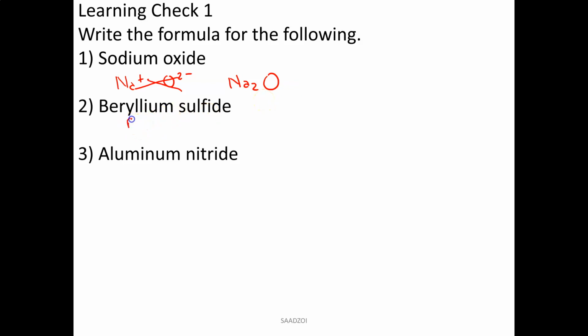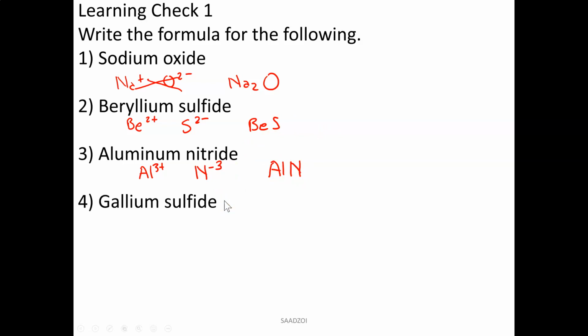Beryllium sulfide. First thing I'm going to do is look where beryllium is. Group 2A, positive 2. Sulfide, negative 2 because group 6A. Same charge. So have a nice day. BeS. Don't overanalyze. Aluminum nitride. Aluminum is a positive 3. Nitride is a negative 3. Same charge. Have a nice day. You're done. That's all you got to do. Just make it simple for yourself.